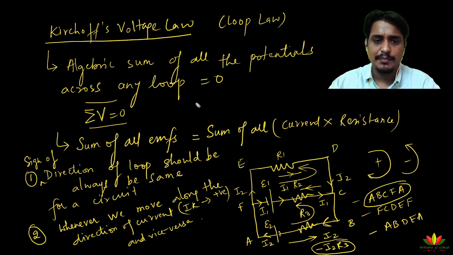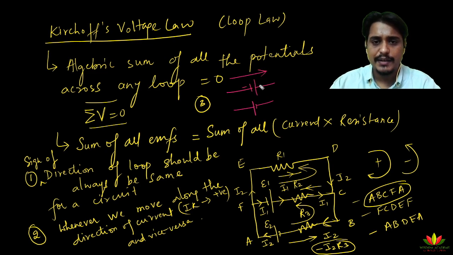The third rule is very important. I'm writing it here, using some other pen for clarification. If you are moving along a cell in this direction, that means from negative to positive of a cell, and in this case I am moving from positive to negative of a cell. So moving from negative to positive is taken as positive, and from positive to negative it becomes negative. For example, if I am moving along A, B, C, F, A, for this E2 I am moving from positive to negative, so it will be minus E2.